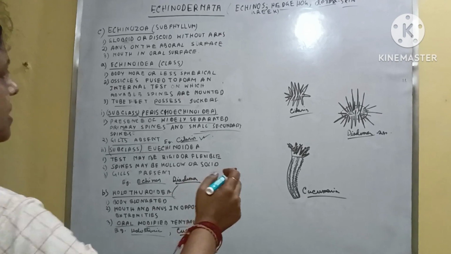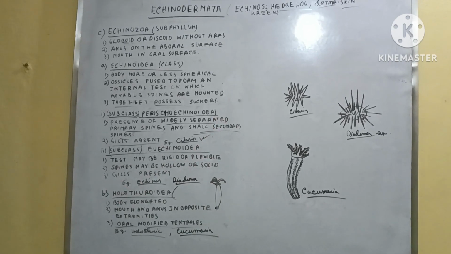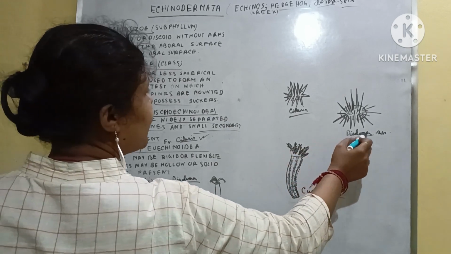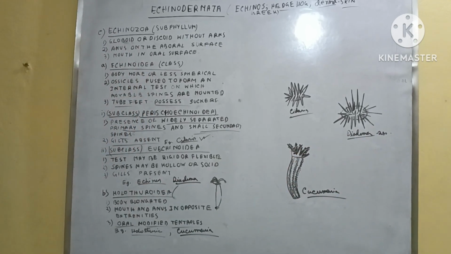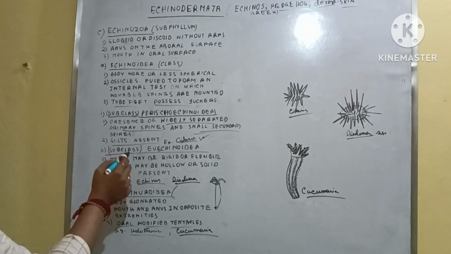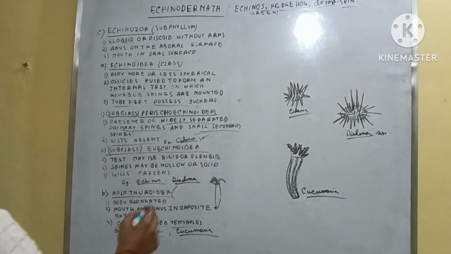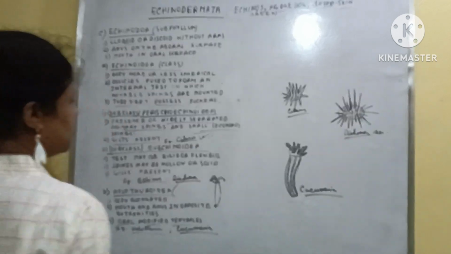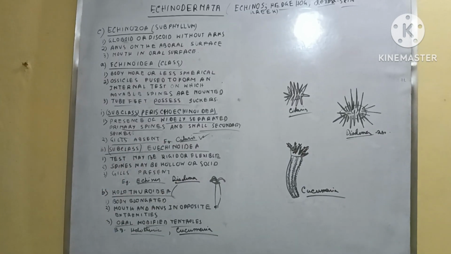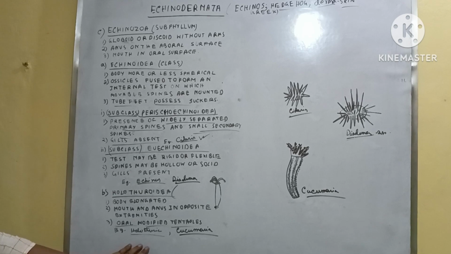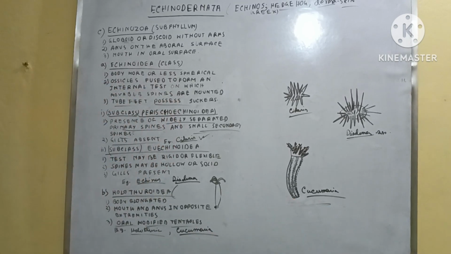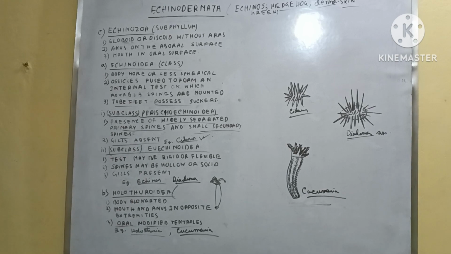Okay, so these are the three rough structures. This is Cidaris and this is Diadema. That is another example of Echinoidea. And for the Holothuroidea, another example is Cucumaria. So this is the Cucumaria. These are the three rough structures I have drawn here. I think you can properly understand this.